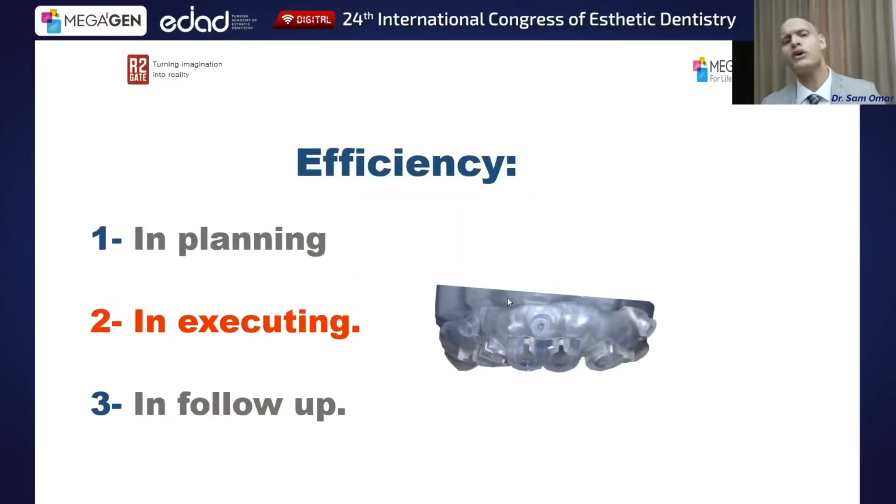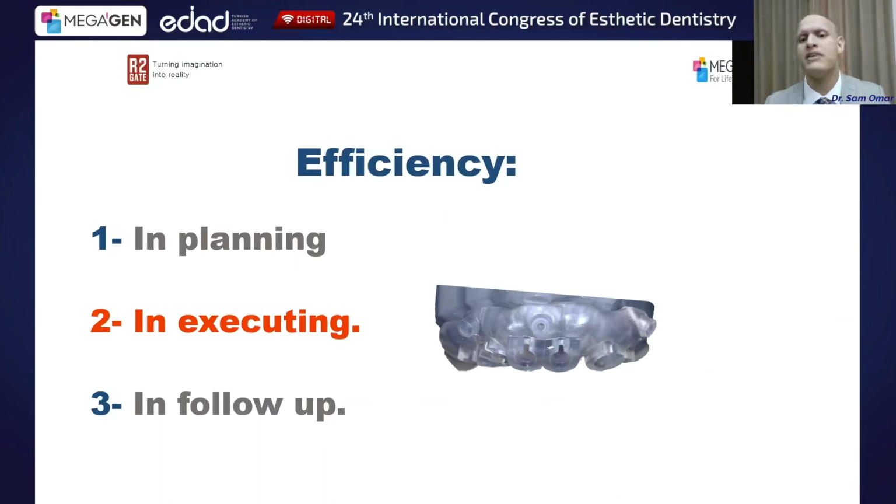Now let's go back to our main point, efficiency. We talked about efficiency in planning and how we use ArtoGate for this, and how we plan based on the 5 dimensions of treatment planning. Now let's talk about efficiency in executing. How can we actually execute and apply what we planned for?